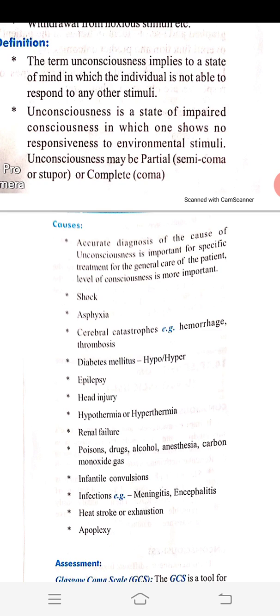Then head injury also causes unconsciousness. Next, hypothermia or hyperthermia, and the renal failure condition also develop unconsciousness in the patient. In renal failure, the kidney does not work properly and does not filter the blood; the kidney does not get enough blood to filter. Then infantile convulsion, which is already said in the epilepsy conditions: the muscles in the arms and legs become stiff and bend, and the baby's head bends forward.